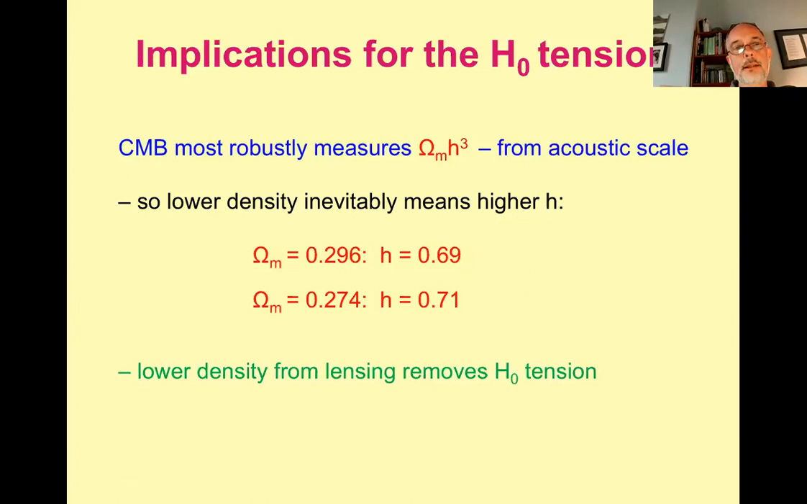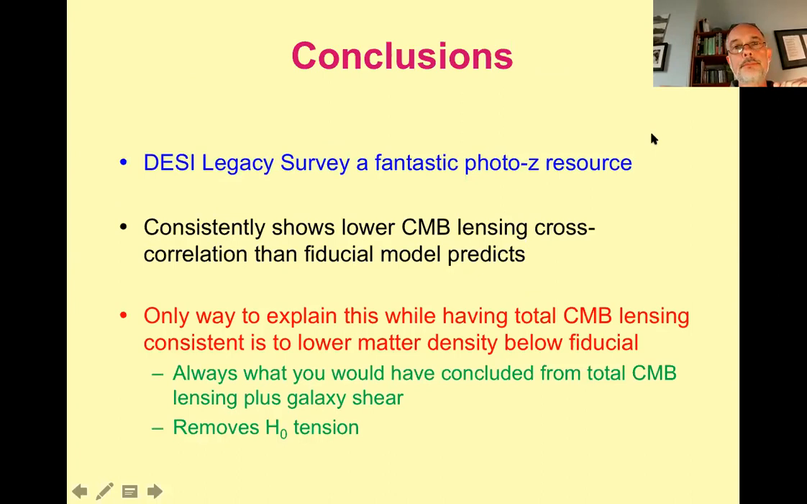So that's my message. Well, first of all, let me advertise once again what an amazing resource this DESI Legacy Survey is. And just to reiterate this conclusion that we've had the CMB, for a long time we've had this lensing amplitude tension. We've also got the Hubble constant tension.